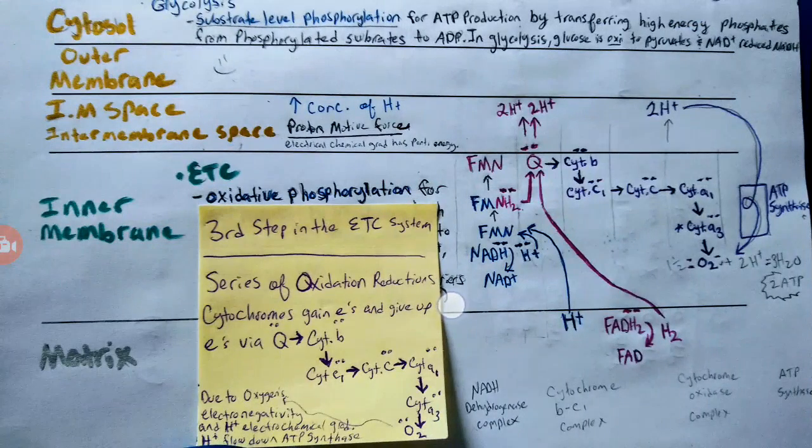The final third step is a series of oxidation reductions. As we mentioned for this definition, cytochromes basically gain electrons and give up electrons. So for example, the coenzyme Q gets oxidized or loses its electrons because cytochrome B accepts the electrons, and then it goes to cytochrome C1, cytochrome C, cytochrome A1, cytochrome A3, and then finally the oxygen. Just note that the cytochrome A3 is the final electron carrier.